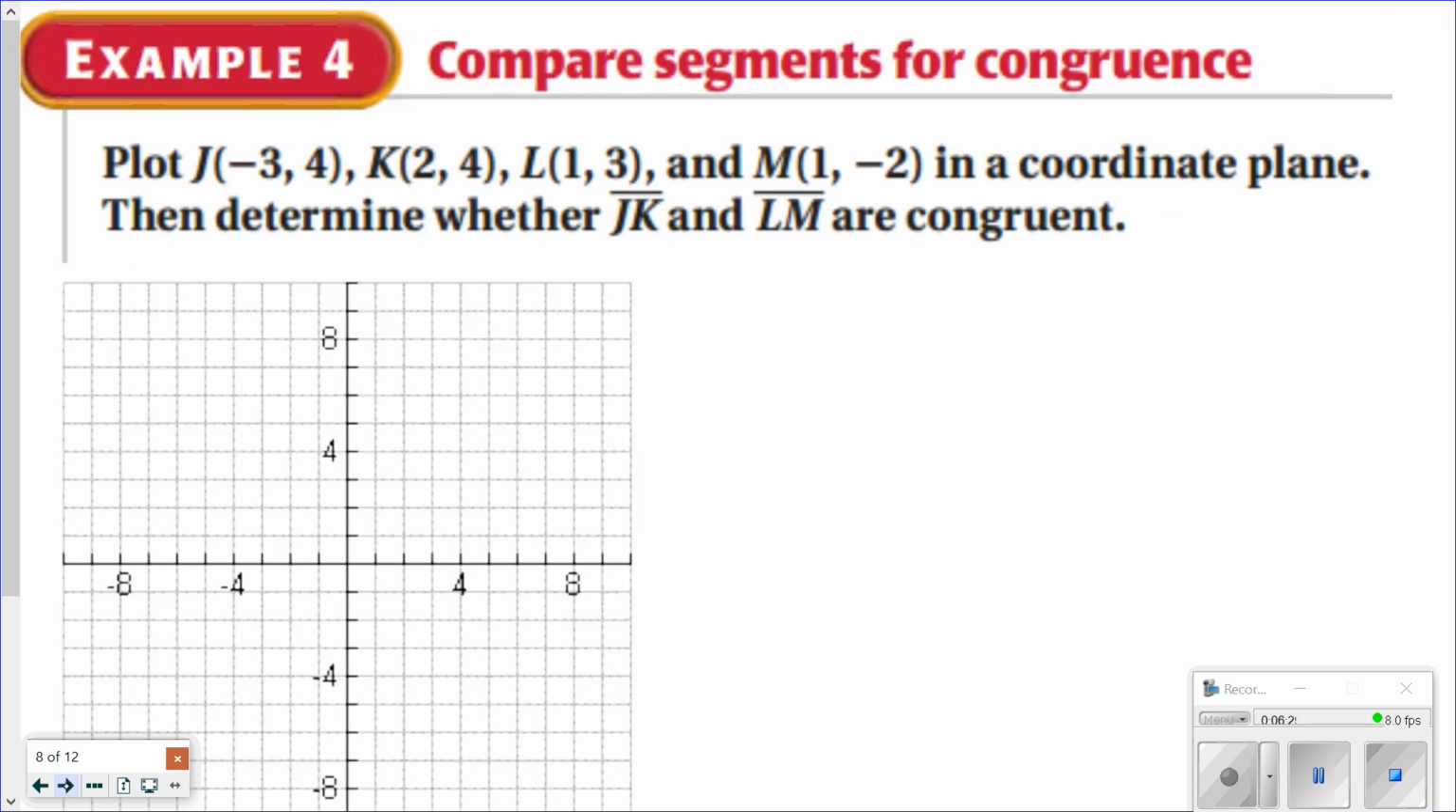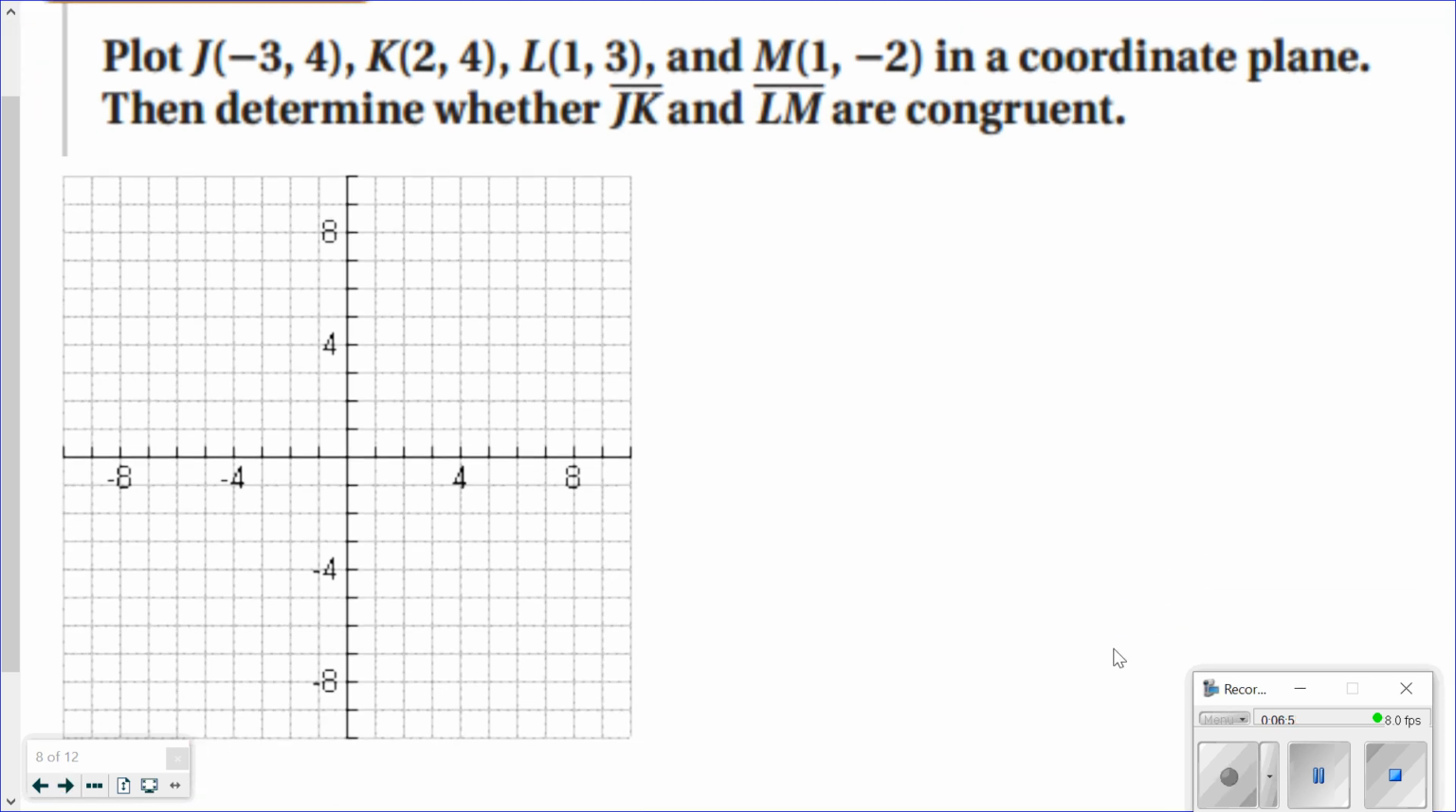All right, example 4. We want to plot J, which is -3, 4, point K, which is 2, 4, L, which is 1, 3, and M, 1, -2, in the coordinate plane. Then we want to determine whether segment JK and LM are congruent. All right, so J is -3, 4.